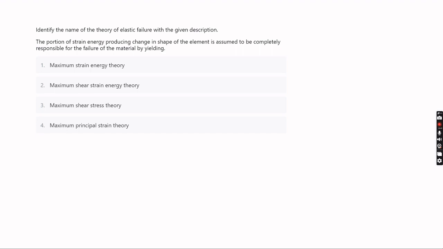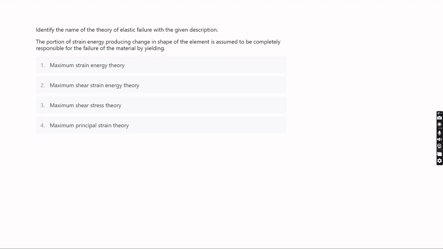So this is the question: identify the name of the theory of elastic failure with the given description. The portion of strain energy. Again, this previous question I had also taken intentionally to explain the maximum shear stress theory. Here also this question is related with the distortion energy theory, but they have asked it in a different way. There is no mention of distortion energy theory in the question.